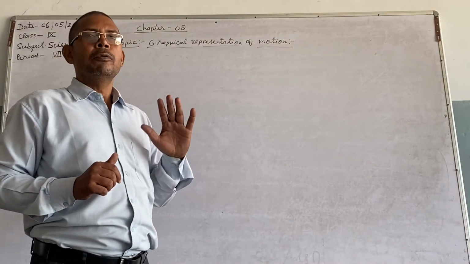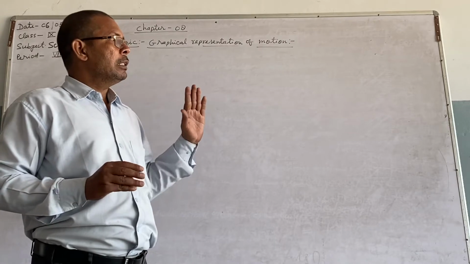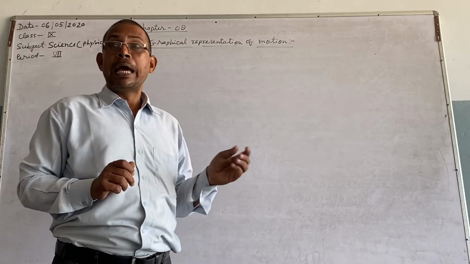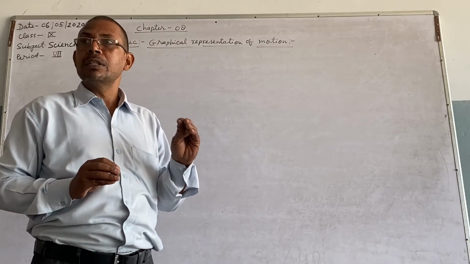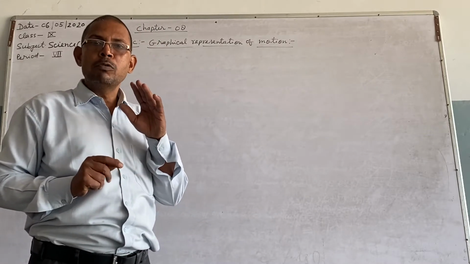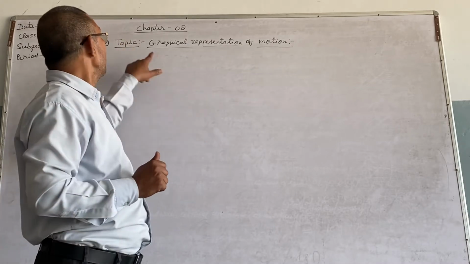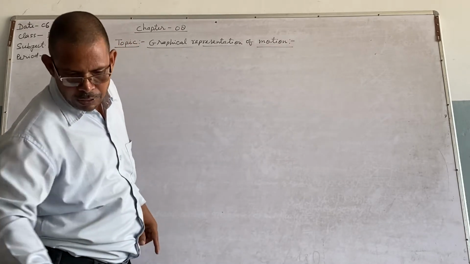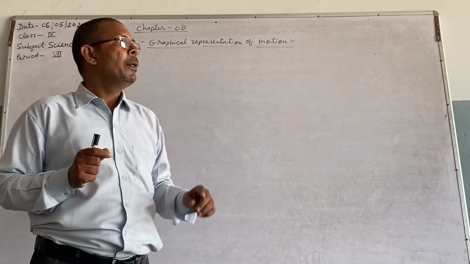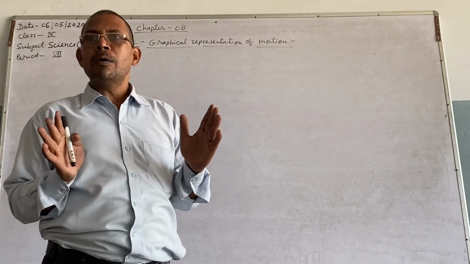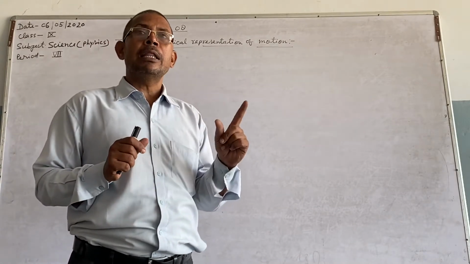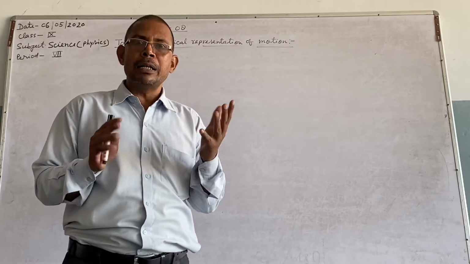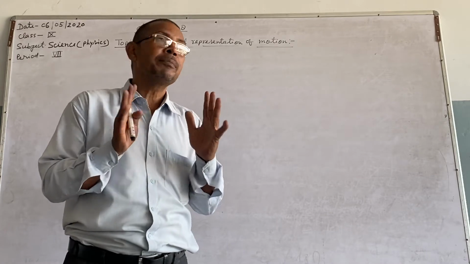After telling you about distance and displacement, speed and velocity, acceleration and equation of motion, I am going to tell you today the graphical representation of motion. You know, during motion of an object, we consider distance, displacement, speed, velocity, acceleration, etc. with time, right?